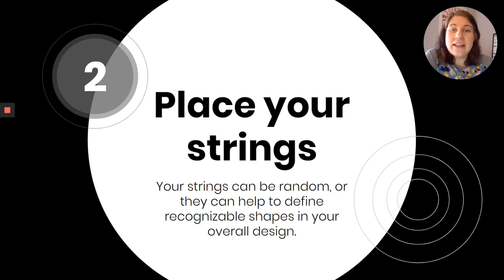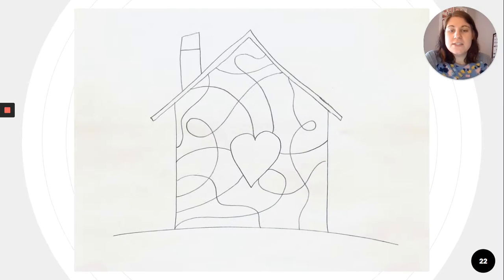Remember, the strings are the lines that go inside that determine where your patterns are going to go. Your strings can be random, or they can help to define recognizable shapes in your overall design. So in my house, I did a heart in the middle, and I did some random strings all over the inside of the outside of my house there.